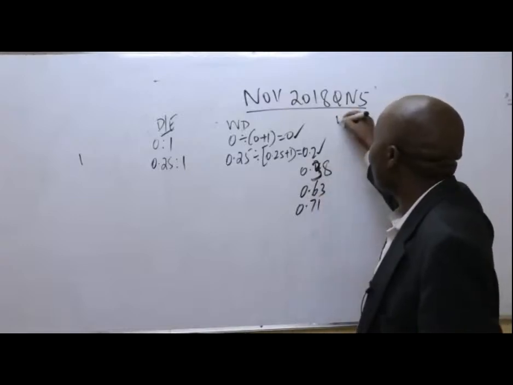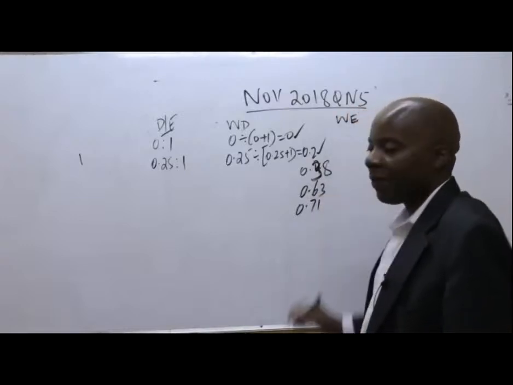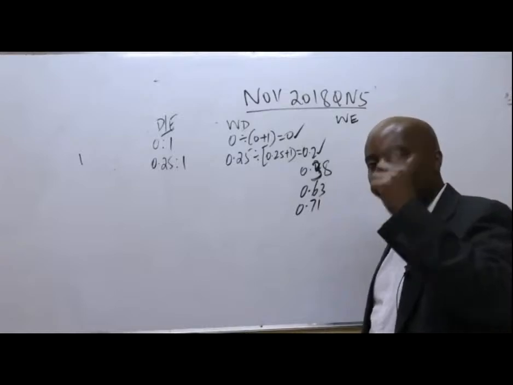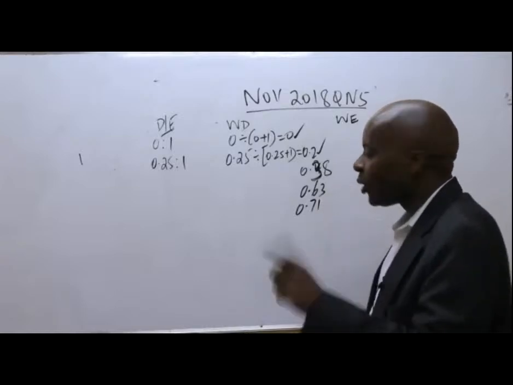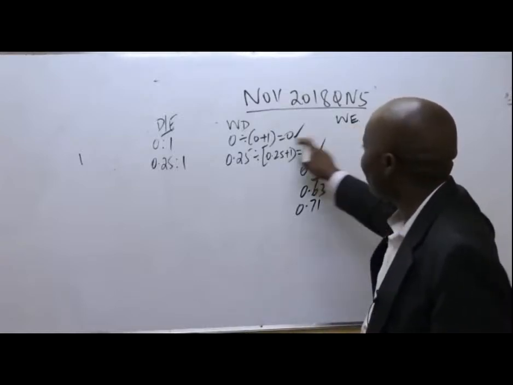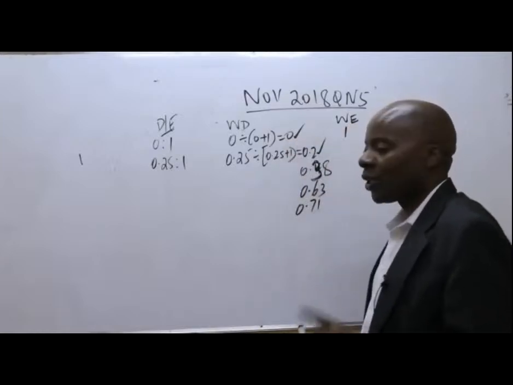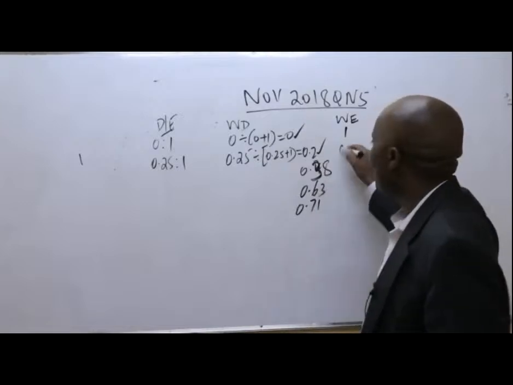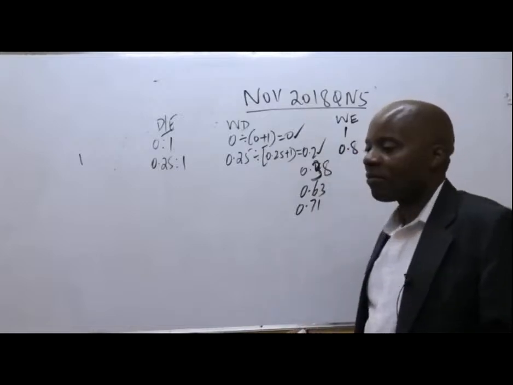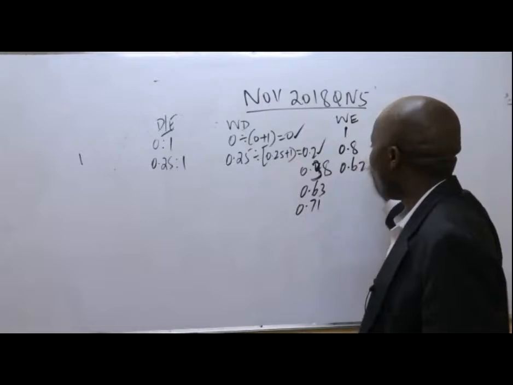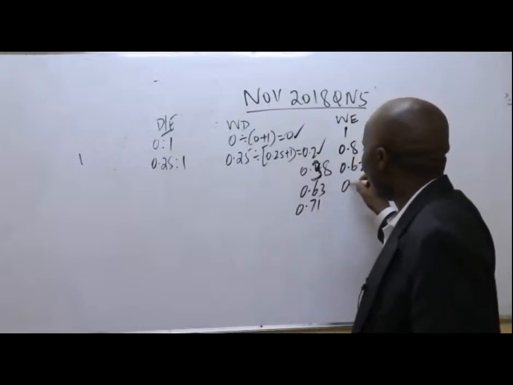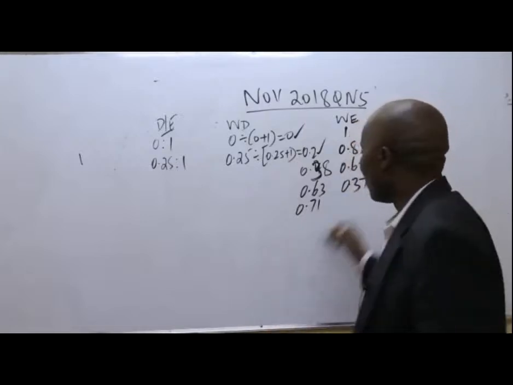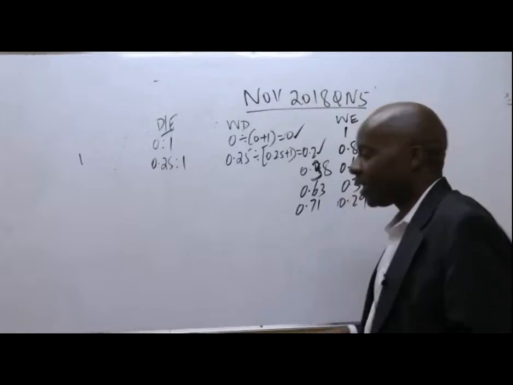So please come and give me the weight of equity, bearing in mind that the two weights must always add up to 1. So the weight of equity will be 1 minus the weight of debt. The second one will be 1 minus 0.2, which will give me 0.8. This will give me 0.62. This one will give me 0.37. This one will give me 0.29.